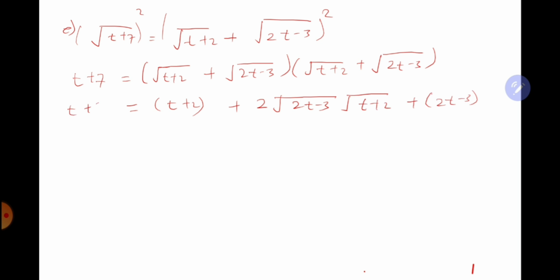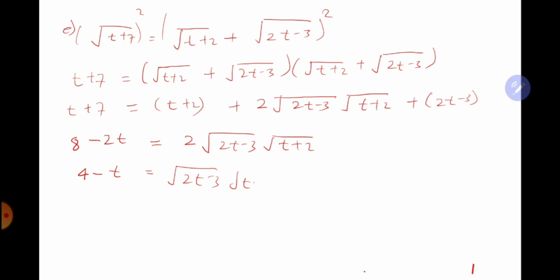So this is t plus 7 on your left hand side. We simplify the t. So we will get how much? Minus 2t, and then here we have 7 minus 2 plus 3, we're going to get 8, equals 2 square root of 2t minus 3 times t plus 2. Here the 2 you can put on your left hand side, so you get 4 minus t, right? So what's left is only square root of 2t minus 3 times t plus 2.